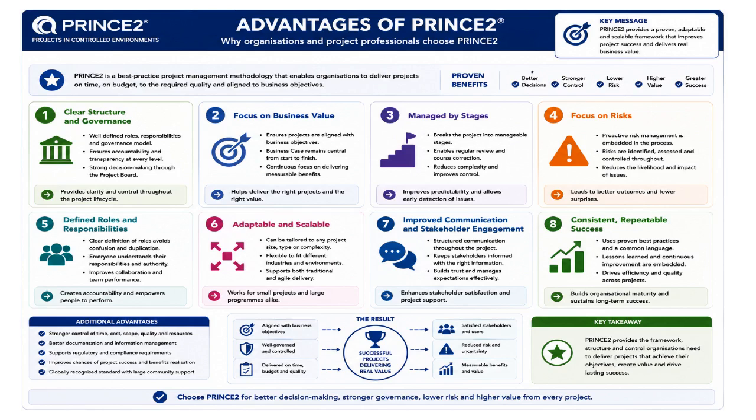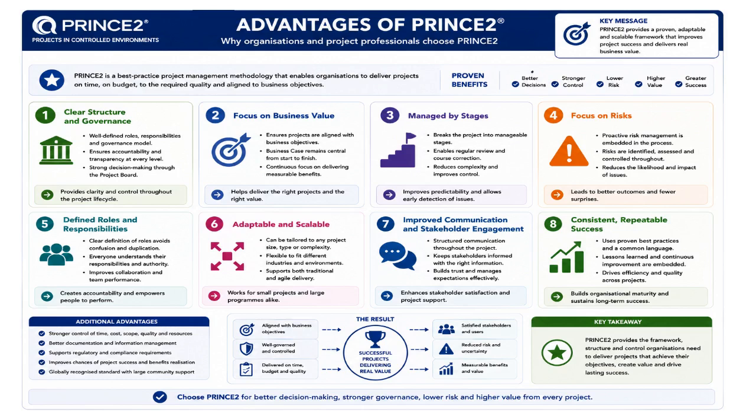The third advantage is managed by stages. PRINCE2 divides projects into manageable stages, each with review points and decision gates. This staged approach improves control because the organization can review progress regularly, assess risks, update plans, and decide whether to continue, revise, or stop the project. Breaking projects into stages also reduces complexity and improves predictability, especially in large transformation programs.